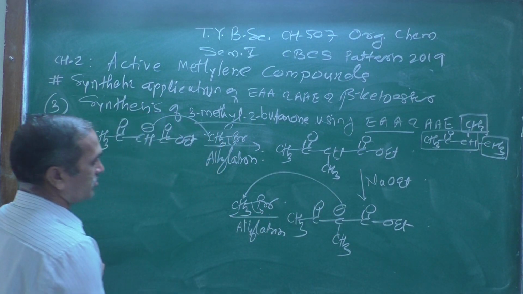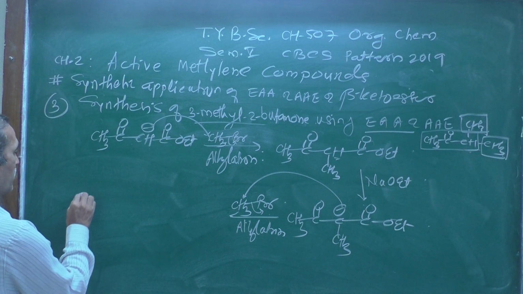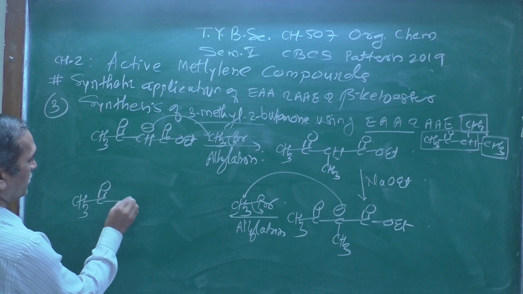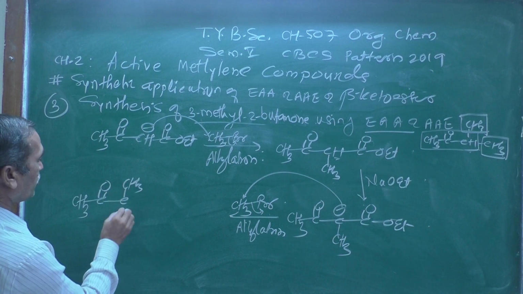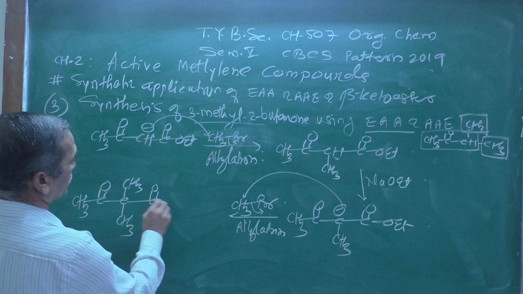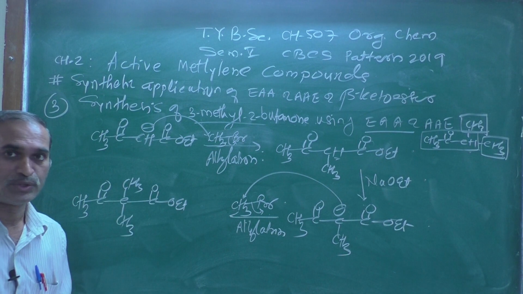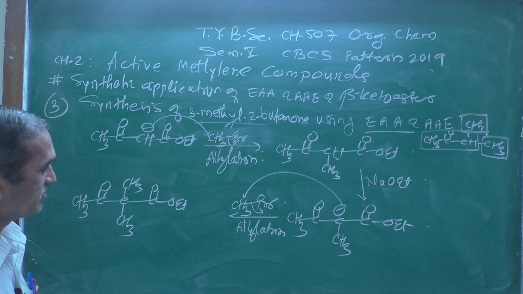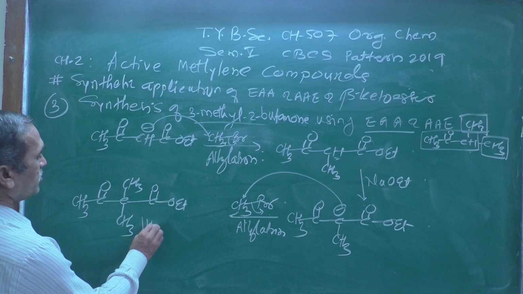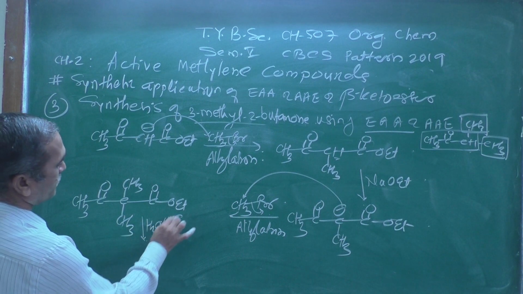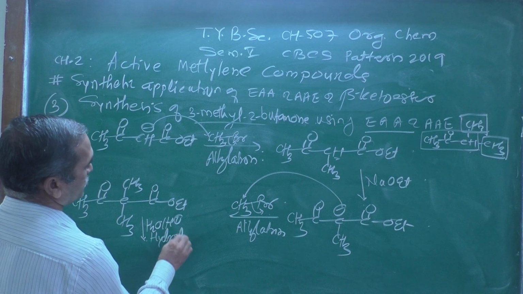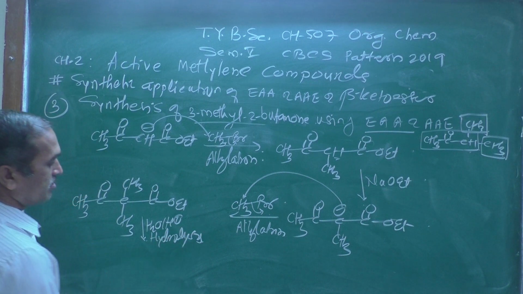Br is the leaving group, so you will be getting here CH3, C double bond O, then C, a methyl group here, another methyl group here, and this ester group as it is. And now the next step will be the protonation. Here you can do H2O in presence of H plus. This process is known as hydrolysis.